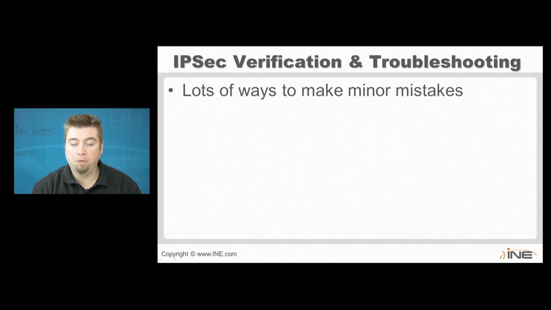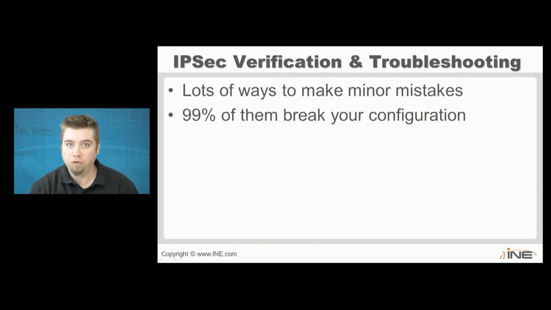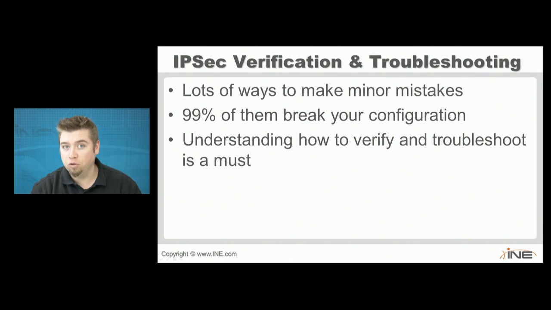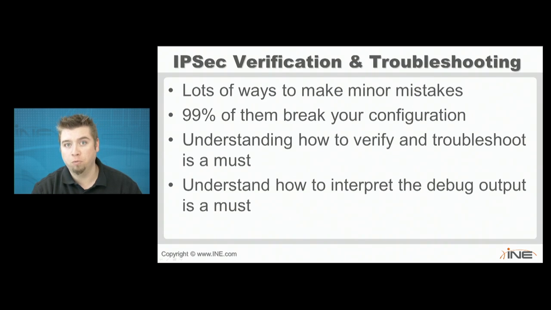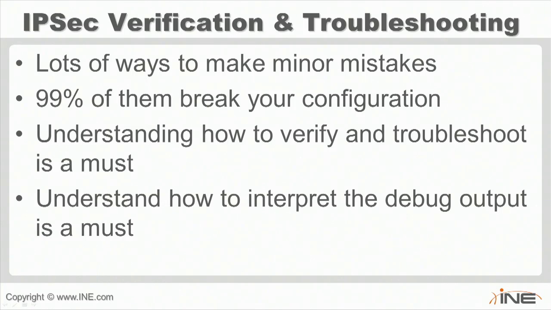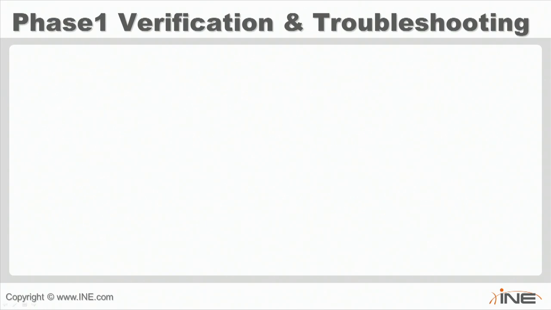Now, the reason why this is a problem is that there are so many different ways to make minor mistakes in the configuration. We'll see as we get to some of the more complicated configs, especially the remote access VPNs, you may have upwards of 100+ lines of config just for one particular VPN tunnel. So there are so many different ways to make mistakes, and the vast majority of them are going to break your configuration to where the tunnel is 100% non-functional. So understanding how to do the verification is a must, and understanding how to interpret the debug output is a must. Let's talk about some of the different commands we can use first to do verification and troubleshooting, and then we're going to take a look at this on the command line.